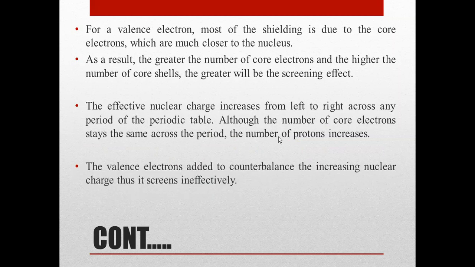The valence electron added does not counterbalance the increasing nuclear charge; it screens ineffectively. So the Z effective increases steadily across the period. Did you understand what is happening? The added valence electron screens the increasing nuclear charge ineffectively. Therefore, the Z effective increases across the period.